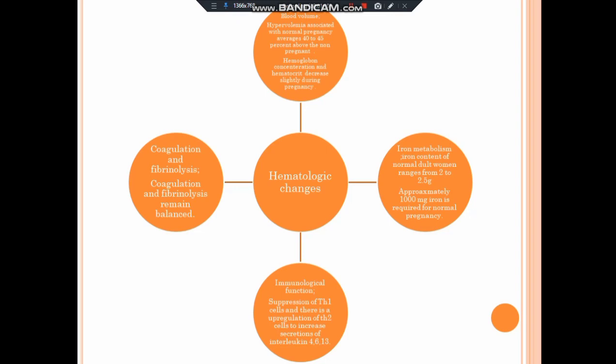Okay, and iron metabolism. The iron content of a normal adult woman ranges from 2 to 2.5 gram. Approximately 1000 milligrams of iron is required for a normal pregnancy. Immunological function is divided into three: the pro-immunological phase, the immunological phase, as well as the anti-immunological phase. And coagulation and fibrinolysis always remain balanced.